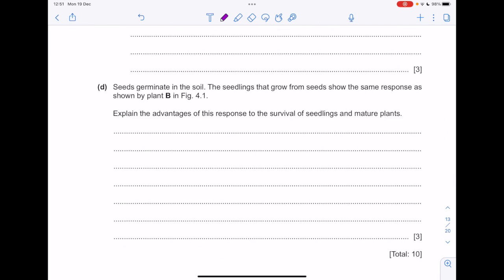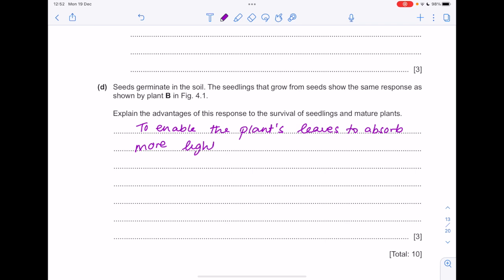Seeds germinate in the soil. The seedlings that grow from seeds show the same response as shown by plant B in figure 4.1. Explain the advantages of this response to the survival of seedlings and mature plants. So why does the seedling stem respond like this? To enable plants' leaves to absorb more light. After all, they're closer to the sun, which is needed for photosynthesis.